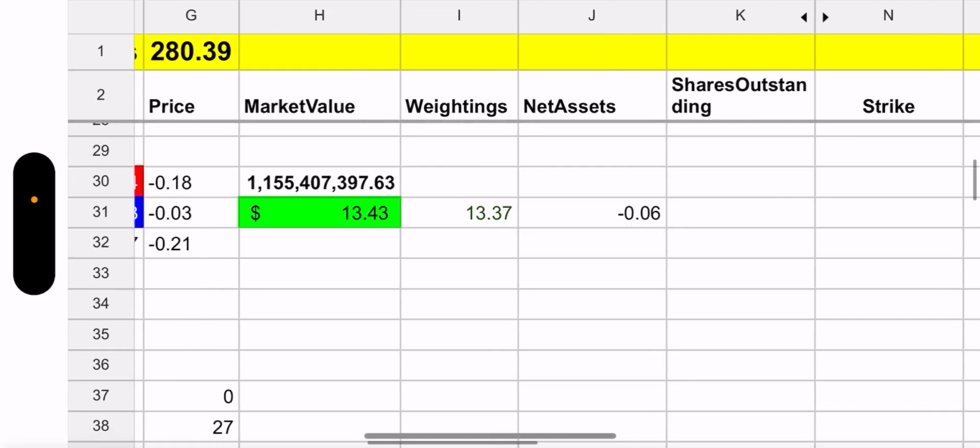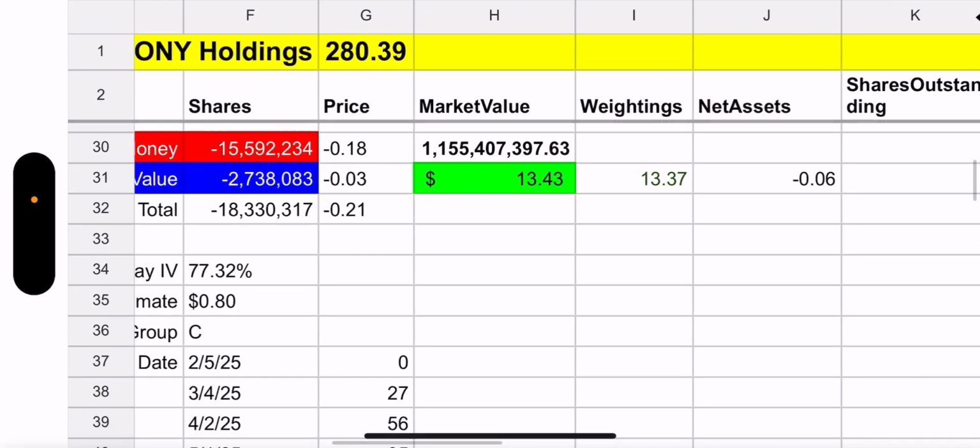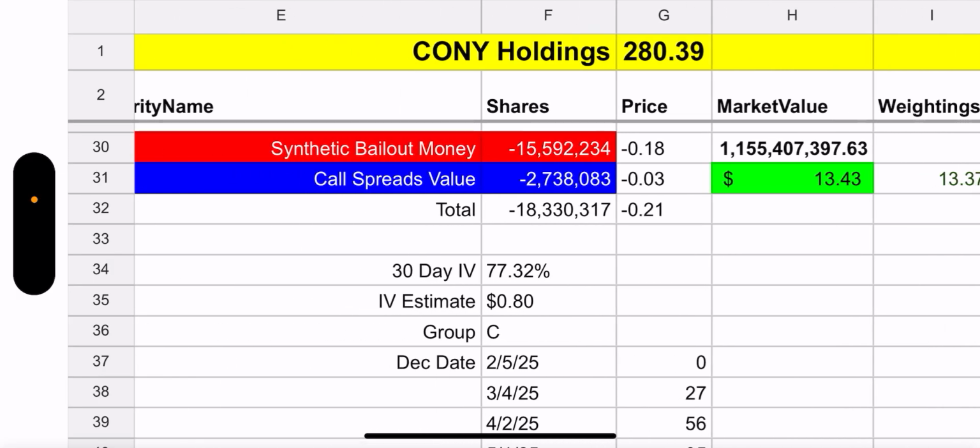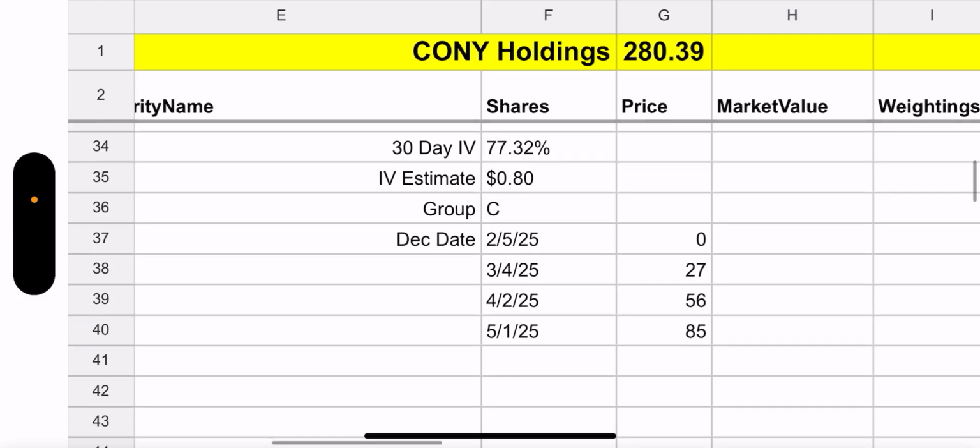The total net asset value of CONY is 1.1 bill. The NAV is 13.43. The trade price is 13.37. Synthetic disaster. Right now it's down a negative 15.5 mil, but whatever. 30-day IV of COIN is 77%. IV estimate of CONY is 80 cents.